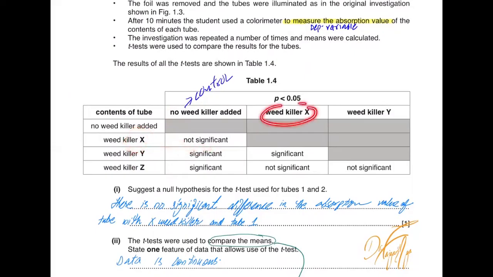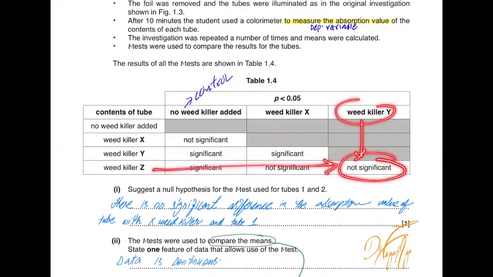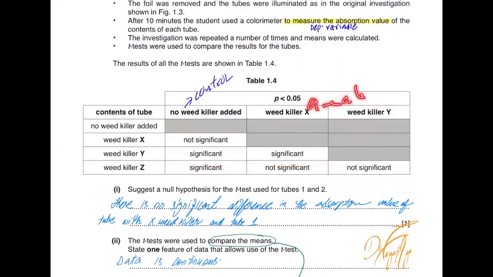If you compare wheat killer X with wheat killer Y and Z, with wheat killer Y and wheat killer X compared, the difference was significant. But with wheat killer X and wheat killer Z, the difference was not significant, in the measure of the absorption value. Similarly, when wheat killer Y was compared against wheat killer Z, the result was not significant. So this is the data provided to you. You should know how to carry on the analysis of the data provided.